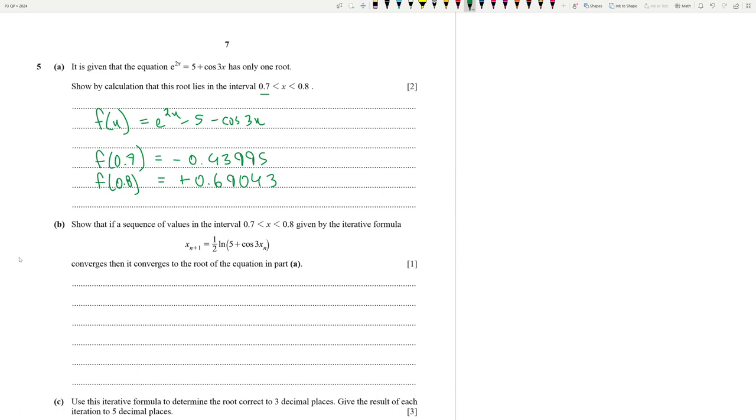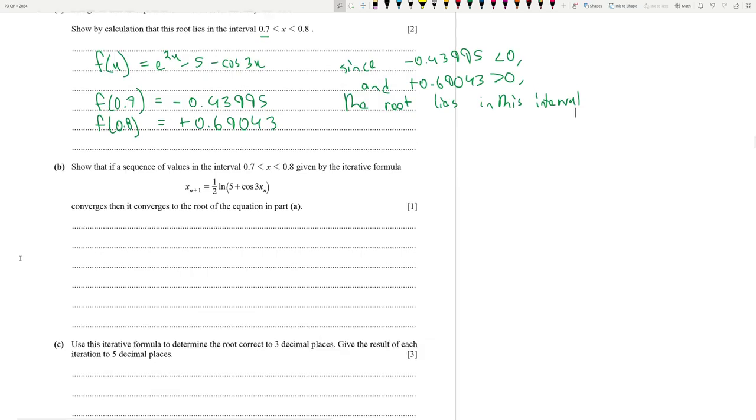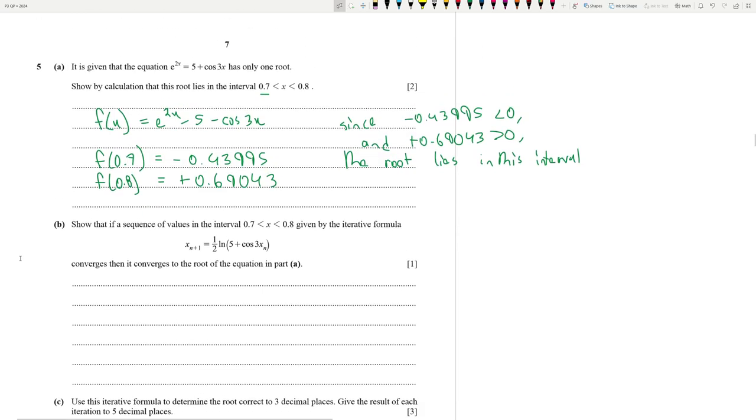Okay, so you have to state that like this. Since minus 0.43995 is less than 0 and plus 0.69043 is greater than 0, the root lies in this interval. Okay, that's it. Fine. Show that if a sequence of values in this interval is given by this iterative formula, it converges to that.